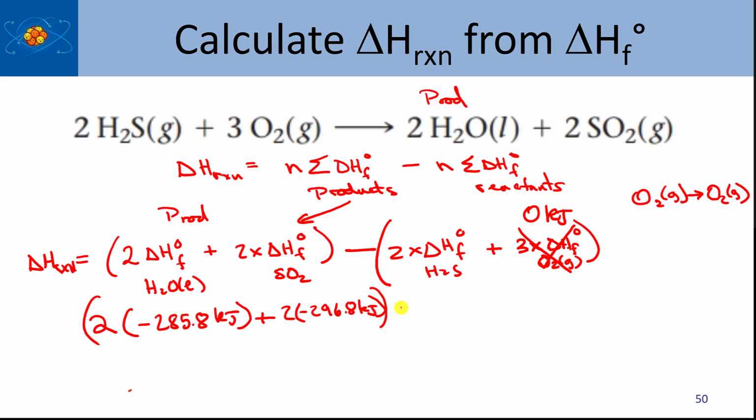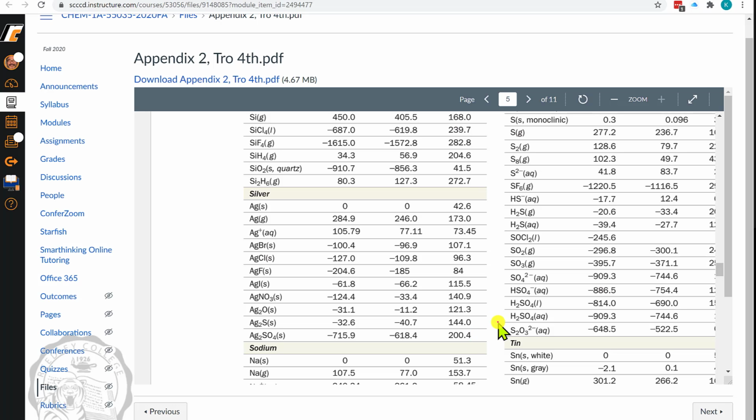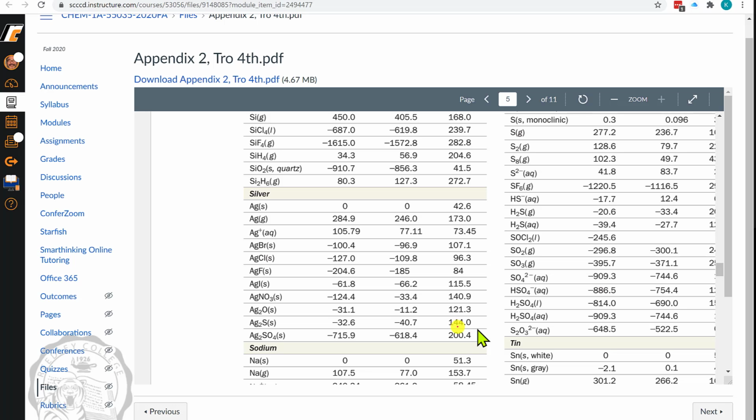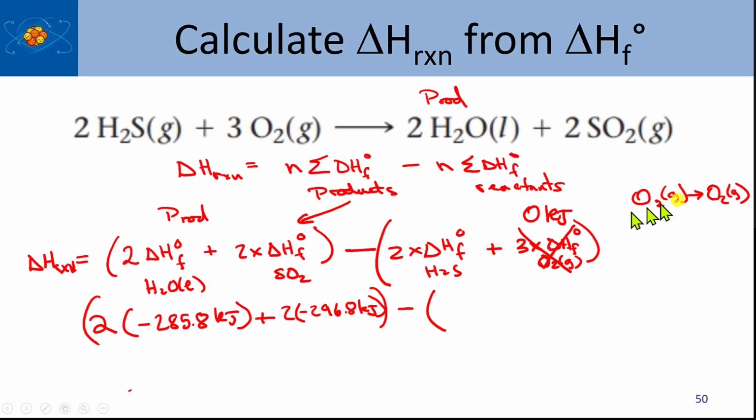And then I take this whole thing, and I'm going to subtract for H2S. So I'm going to look for H2S, and there's H2S gas. There's also H2S aqueous, so let's make sure I have the right state. It's H2S gas, because this is reactants, so all this stuff is over here. And so what do I have? I have minus 20.6. So it's going to be 2 times minus 20.6 kilojoules.